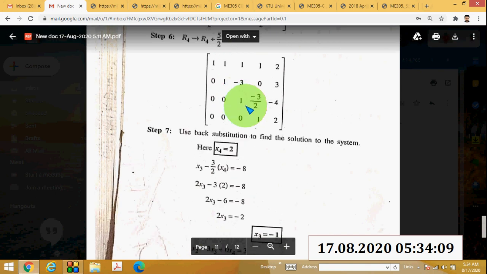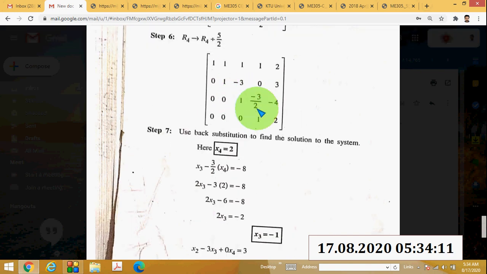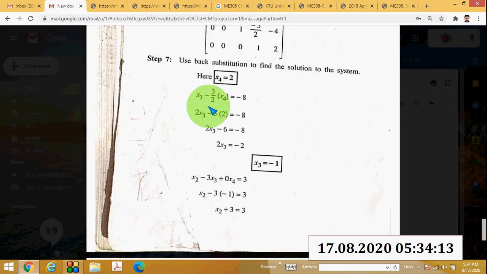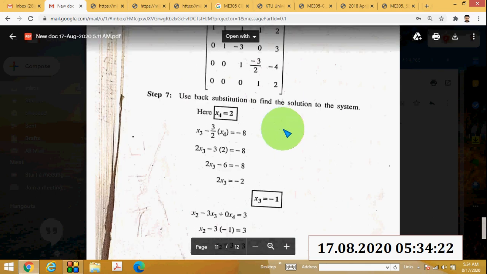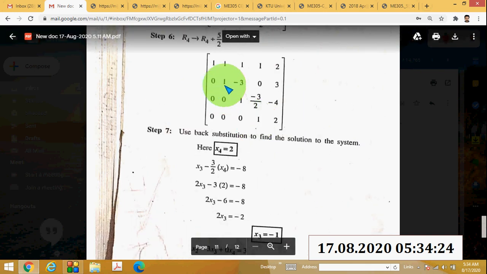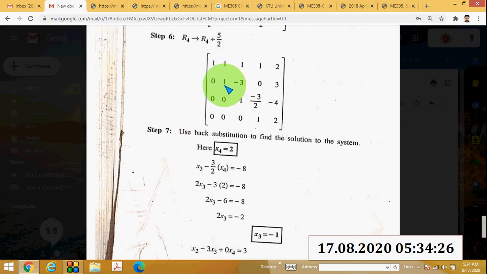Then take the third row. x3 minus 3 by 2 x4 is equal to minus 4. Substituting the value of x4, you get x3. Next equation: x2 minus 3x3 plus 0x4 is equal to 3. Then back substitute here, and you will get the value of x2.